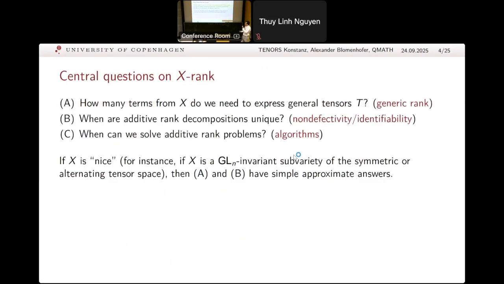So when are additive rank decompositions unique? That's an important question. Non-defectivity basically means that there are only finitely many minimum rank decompositions. And identifiability means that there's only one minimum rank decomposition. And then the third question is, when can we solve additive rank problems? When can we actually compute them? This is much harder. And you need to, on a case-by-case basis, usually invest a significant amount of effort to compute additive rank decompositions.